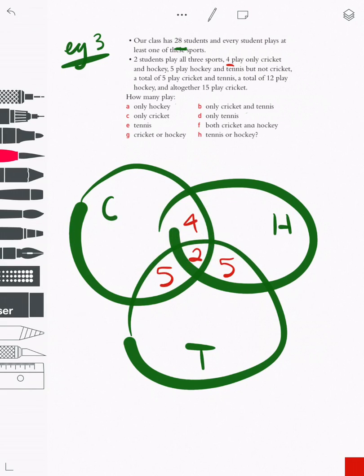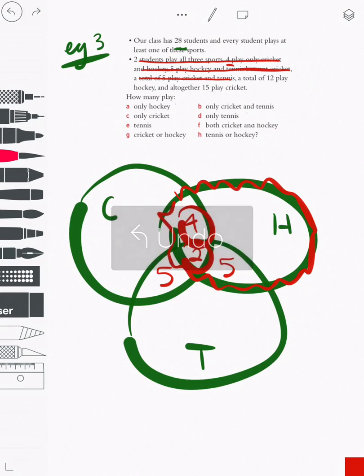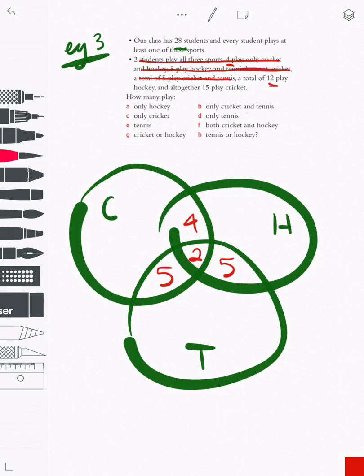Now that we've done all this, I like to cross things off as I do them, so I know that I've done them, because sometimes I'll do one of them and leave the other one for later. A total of 12 play hockey. The whole hockey section is the whole hockey circle, and I already have 4, 2, and 5 in that circle. But the information tells me that a total of 12 play hockey. We already have 4 plus 2 plus 5, which equals 11. That means I need one more to make the 12 in the question. So I can cross that off.